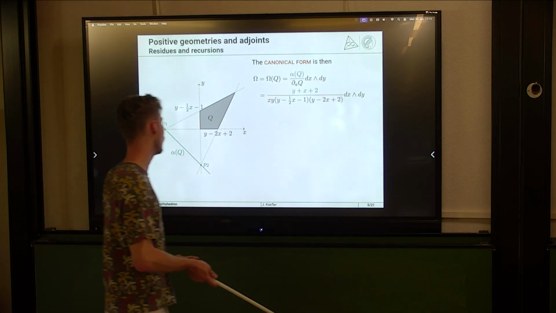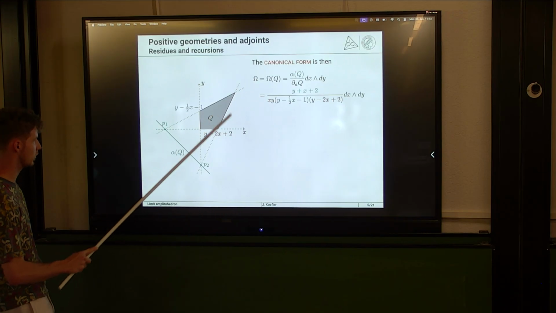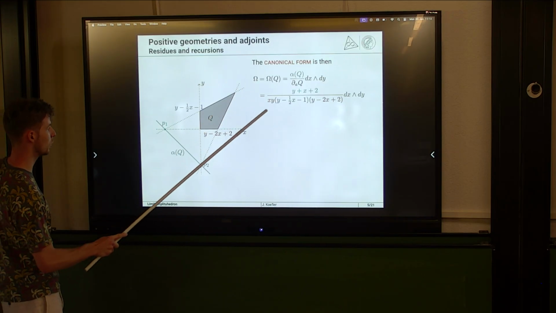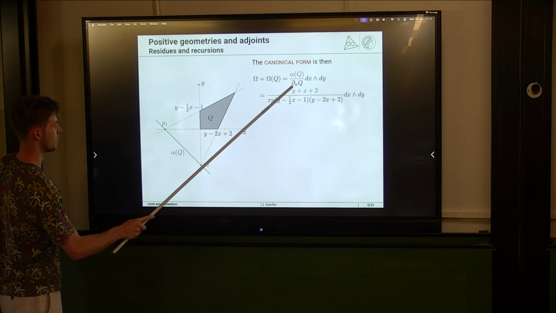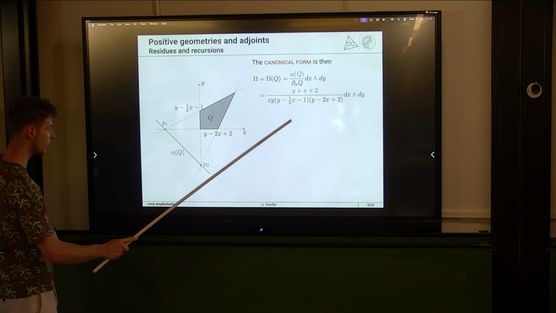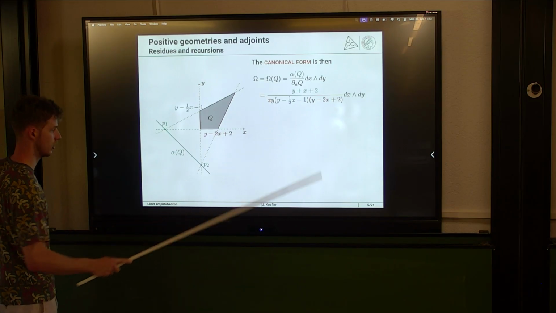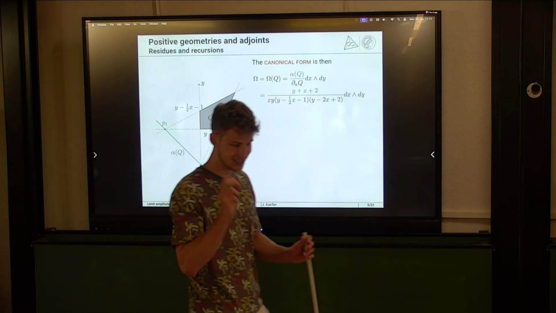Well, a good contender for the canonical form, in fact the canonical form of this quadrilateral, is: you put the algebraic boundary equations in the denominator, same as before, and in the numerator of the function, you put the adjoint. And so, why does it cancel the poles?